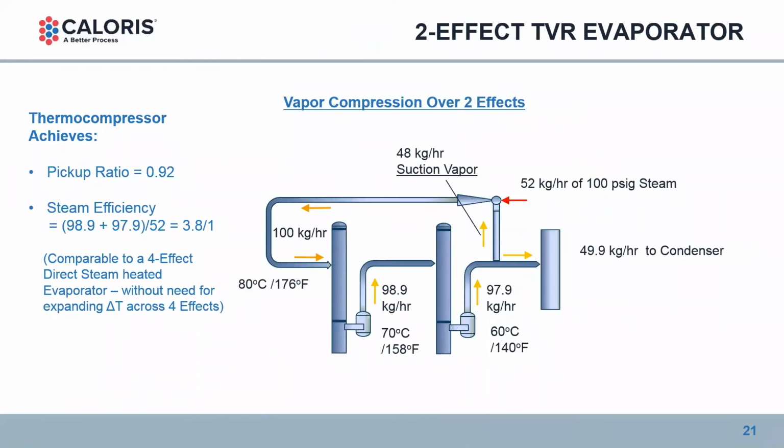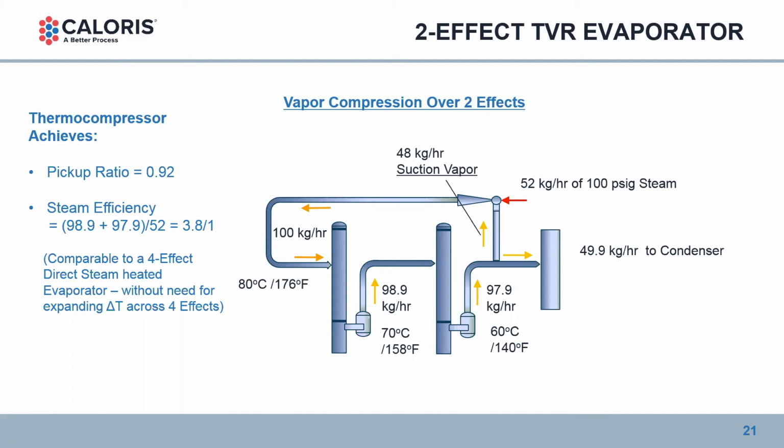Now, 2-effect. You know, so that's a 1-effect. Let's see what we can do with a 2-effect TVR evaporator. So again, I went with the same 80 degrees C heating temperature, 70 degrees C evaporation in the suction vapor on effect 1, 60 degrees effect 2. Same numbers I used in the direct steam heated scenario. I've got a pickup ratio of 0.92 as I'm pulling vapor off of what's evaporated off the second effect at 60 degrees, compressing it to 80 degrees. 52 kilos of steam, 48 kilos of suction vapor. It's a very nice range for a TVR to be operating in.